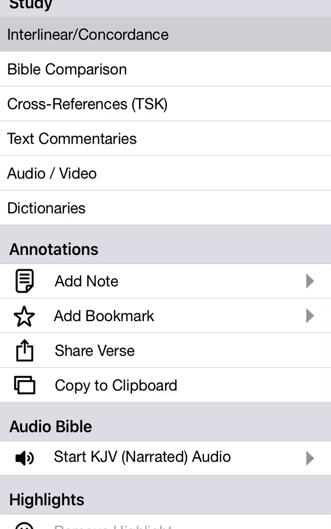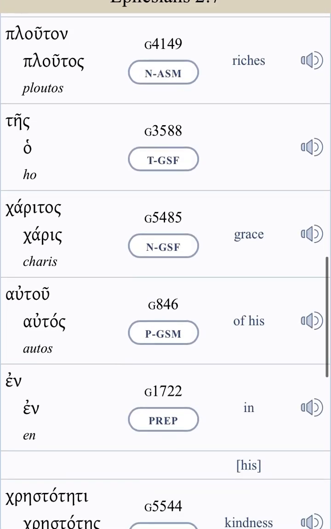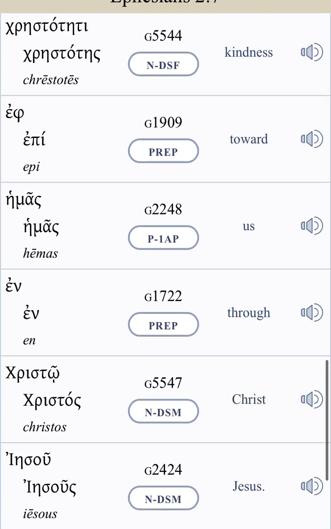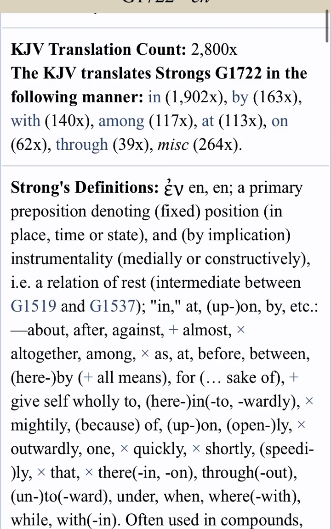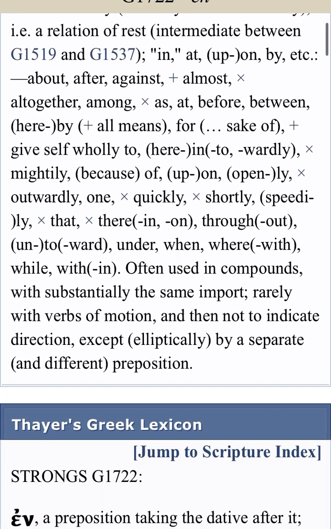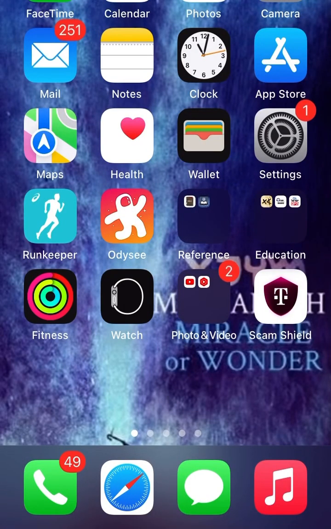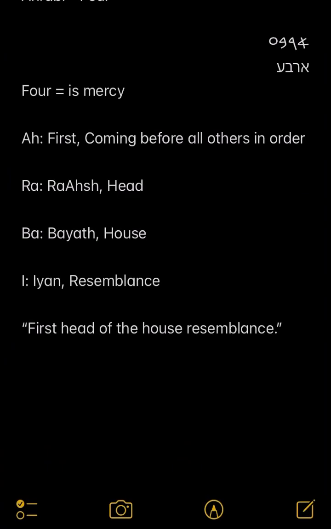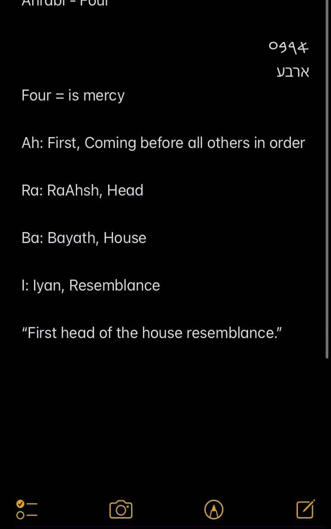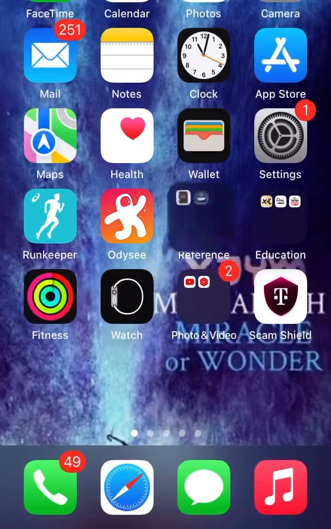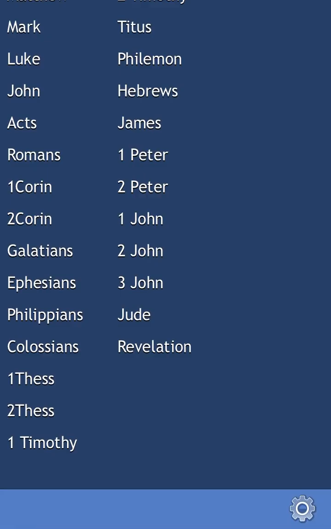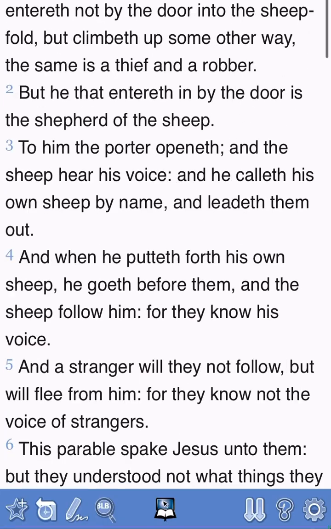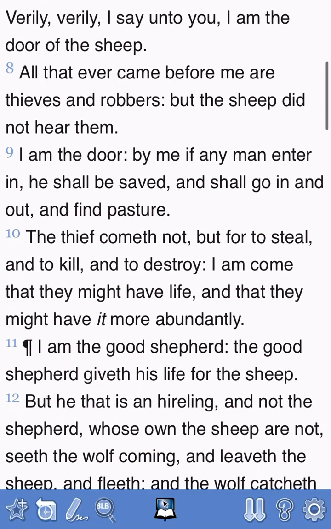All right, through. What does that definition for through mean? And it says in by. And if we went back to John chapter 10 and verse 9, it said door.